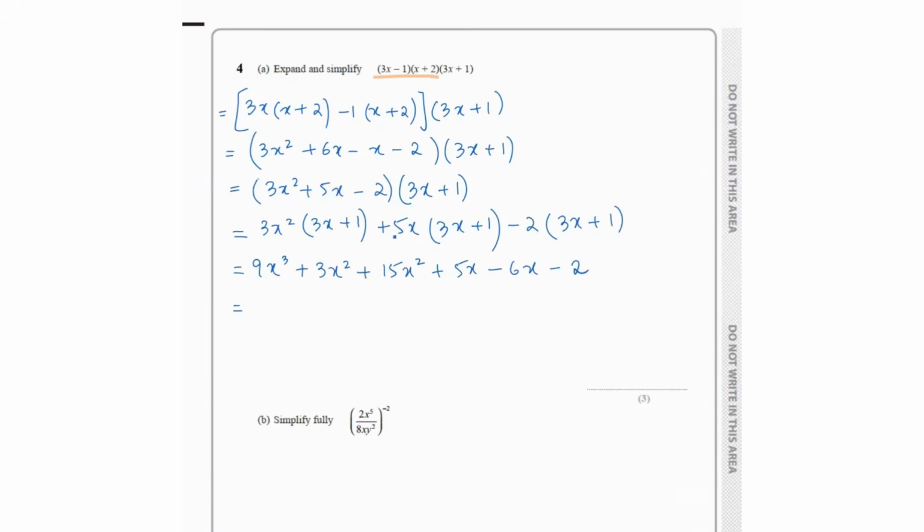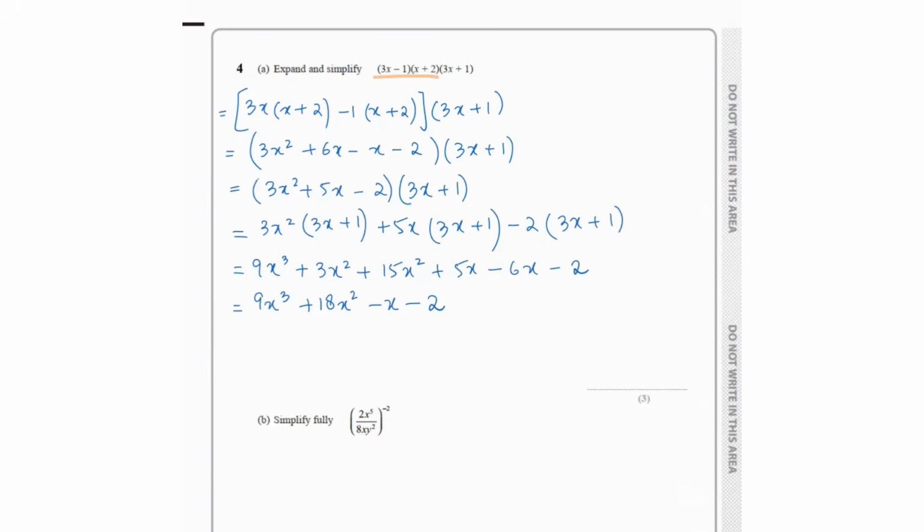Always recheck your expansion because there's a very high chance of making an error over here because we have several terms. Now collect the like terms. 3x squared plus 15x squared is 18x squared, negative x and negative 2. This is your expansion and simplification of triple bracket.